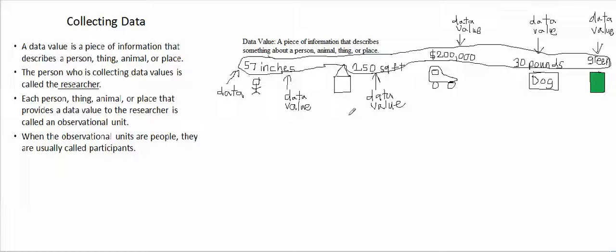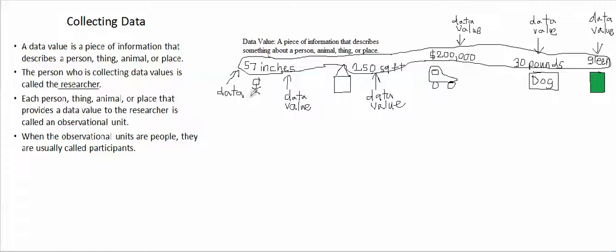If I record the square feet of a house, then I'm the researcher because I'm collecting the data. The house is the observational unit because the house is what's being measured, or the house is what I'm collecting information about, and 250 square feet is the data value.